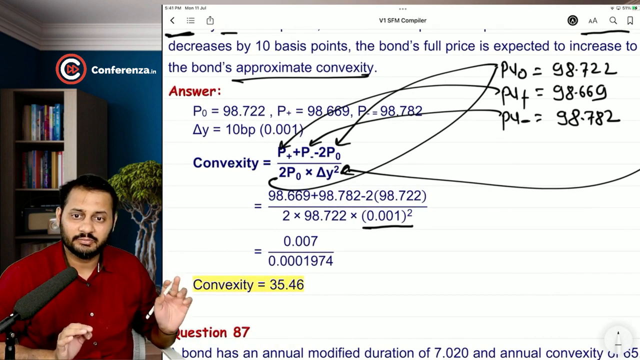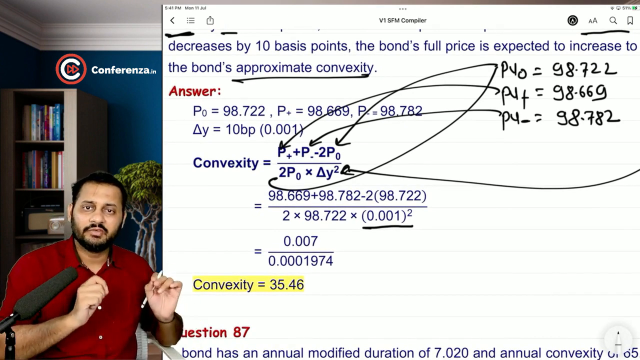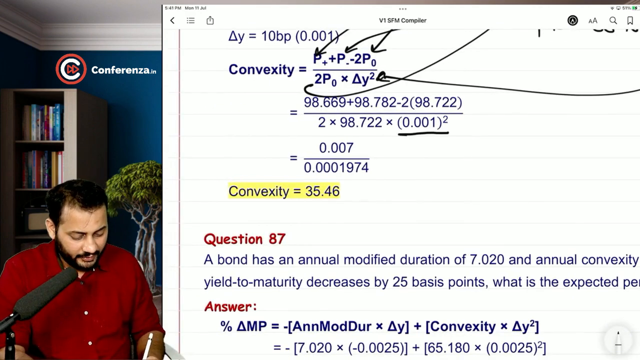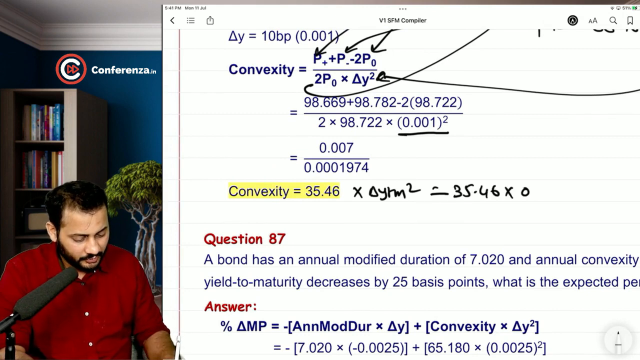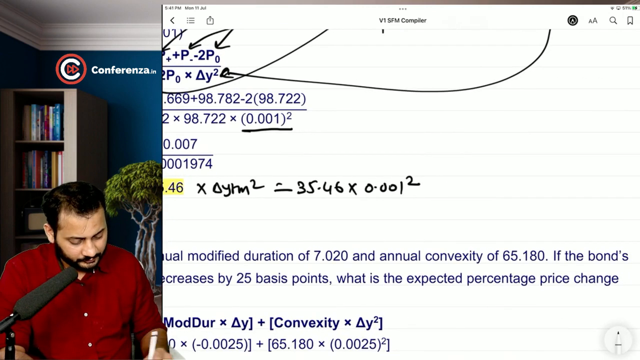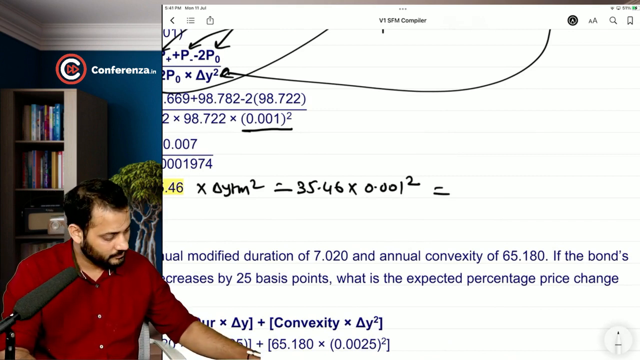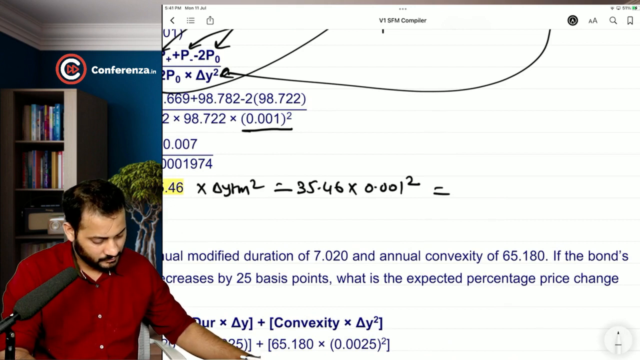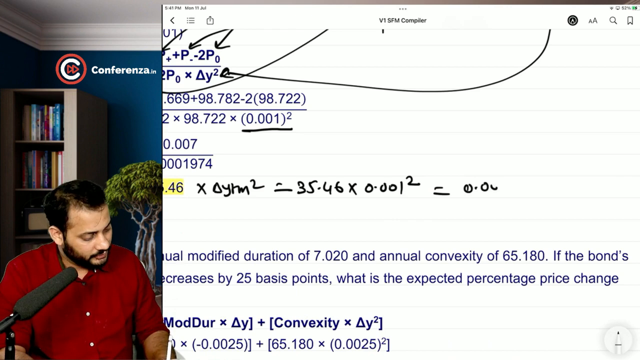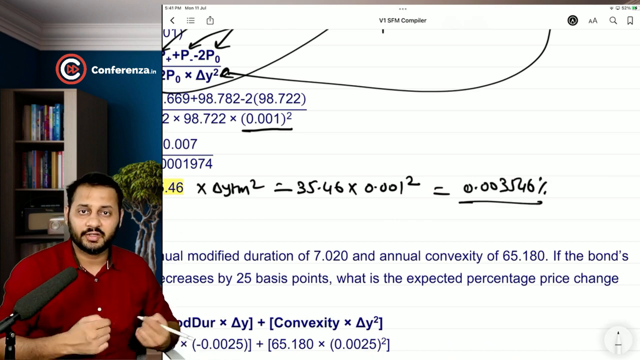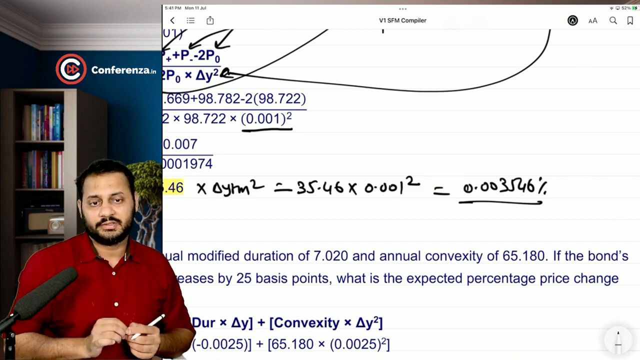Please understand what is the meaning of this answer. 35.46. After this point, when you multiply it with change in YTM square, that will be 35.46 into 0.001 square. That will be 0.003546%. This much is the change required in the market price.